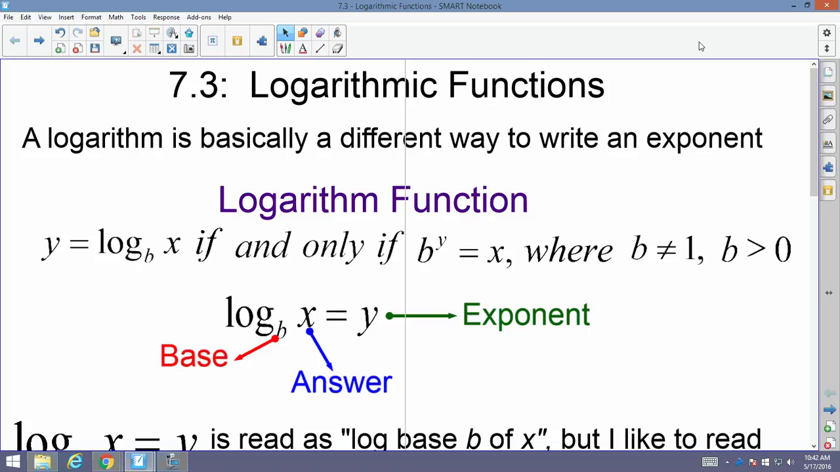So I want you, first of all, to take away all your worries of, oh my God, this is so hard. No, it's not. It's just a different way of reading and writing exponents. So how does it work?